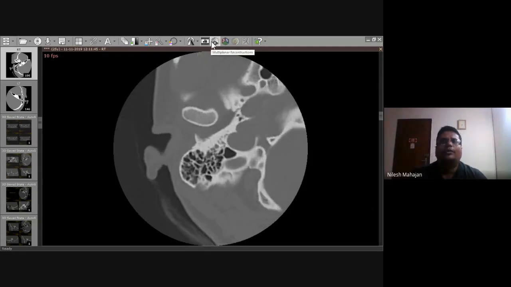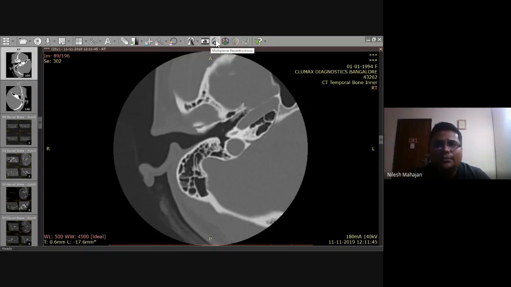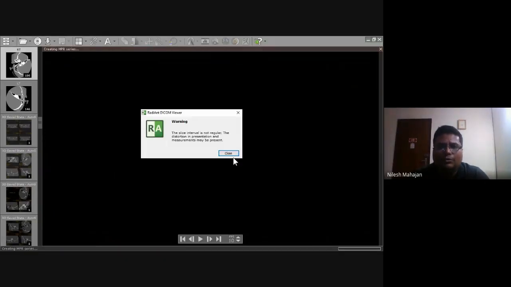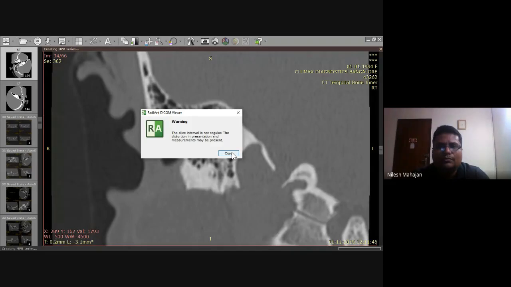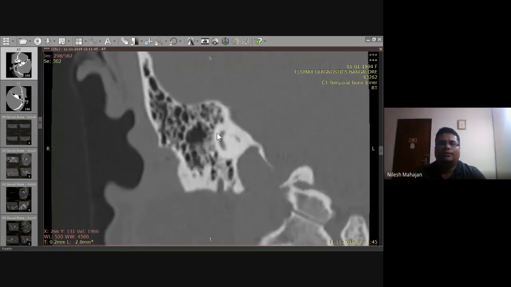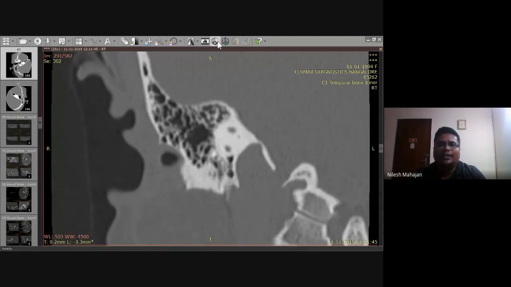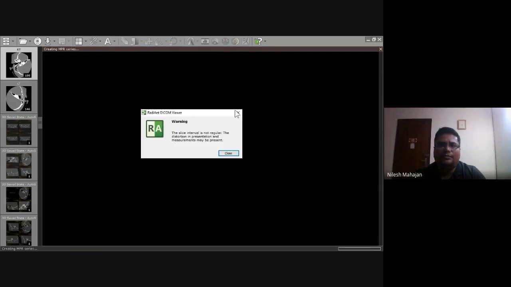Then the next more important thing is this multiplanar reconstruction. If you see the options here, you can see the option of coronal is there, meaning this axial scan will become coronal. If you select the coronal plane, and if you select the sagittal plane, it will become sagittal.